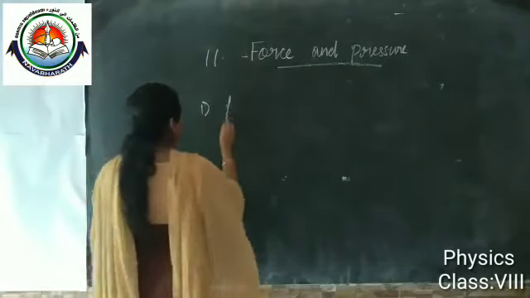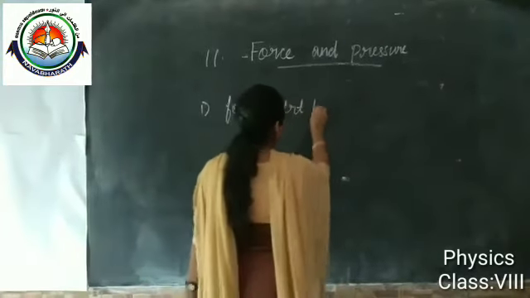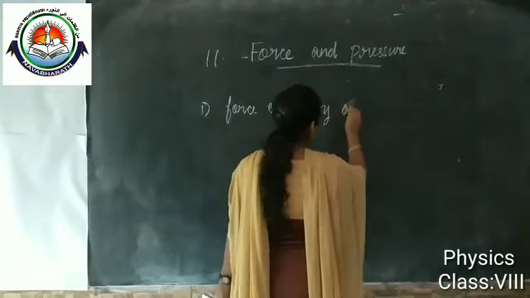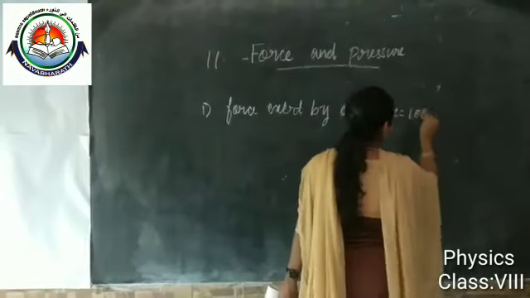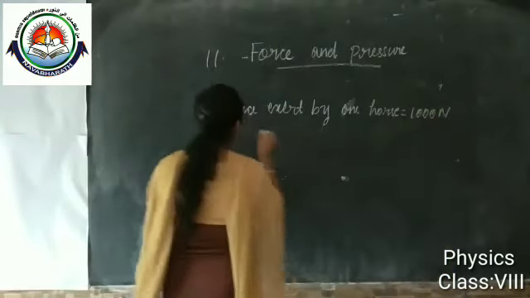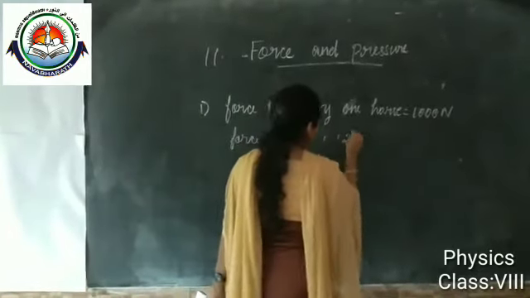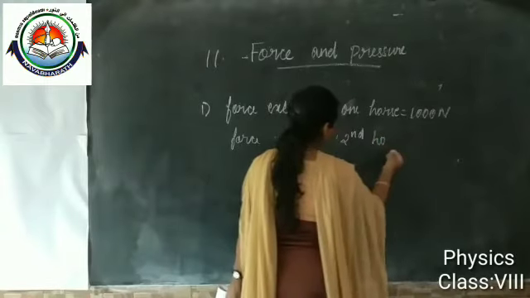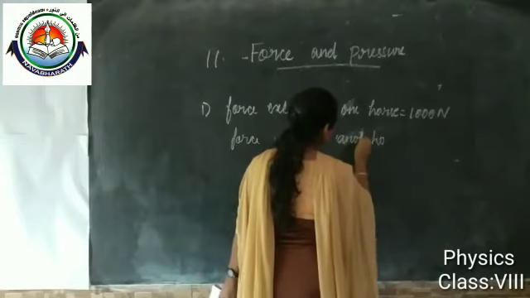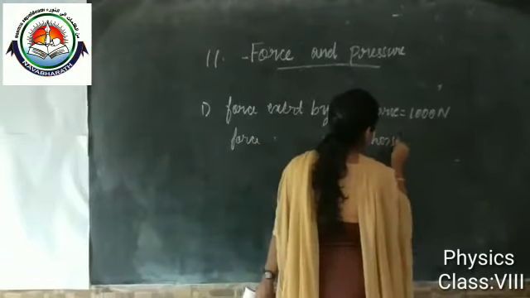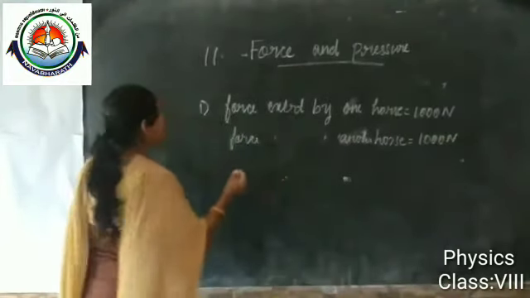So the force exerted by the first horse is equal to 1000 Newton, and the force exerted by the second horse, or we can write here another horse, is equal to 1000 Newton. Okay, so resultant force.